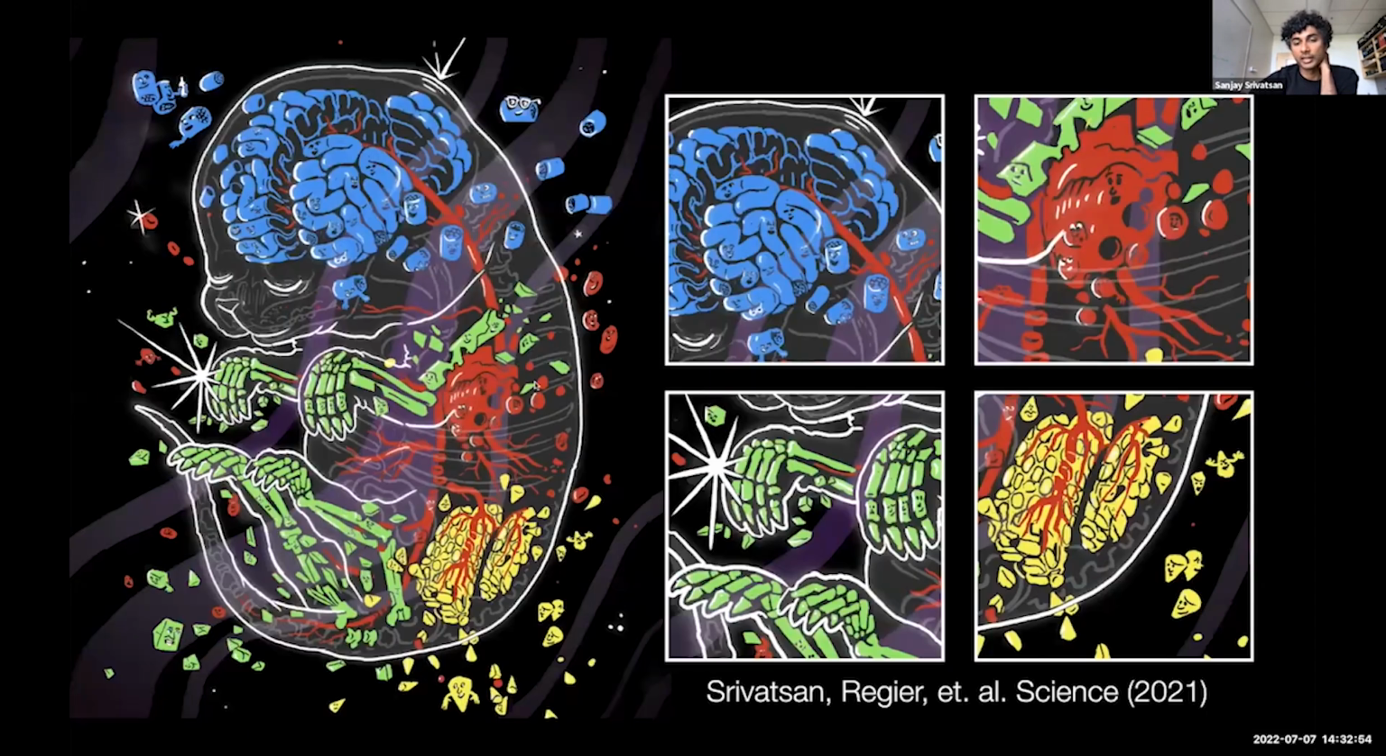And if you want to learn more about the work that I showed you today, you can check out our paper that was published in Science in 2021. We had an artist do a really cool rendition of the developing mouse embryo with each of the different cells having their own personality. You can find this on my Twitter if you're interested.